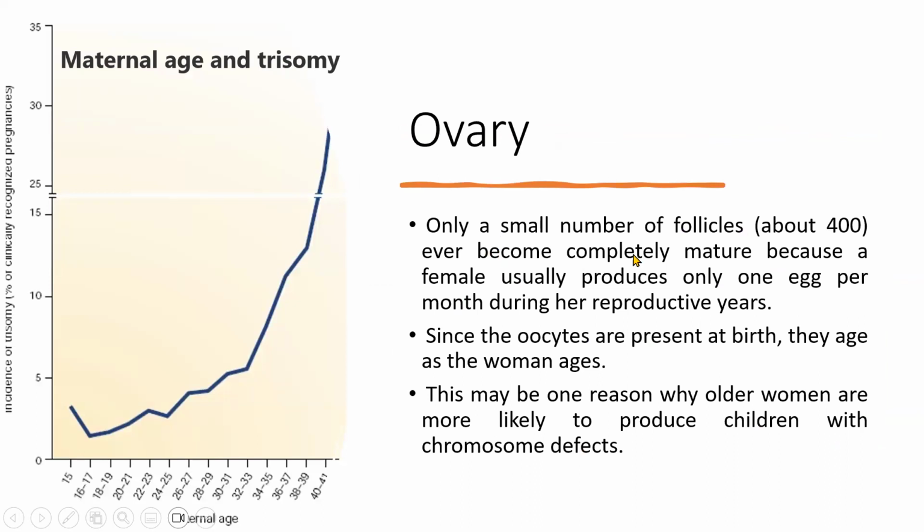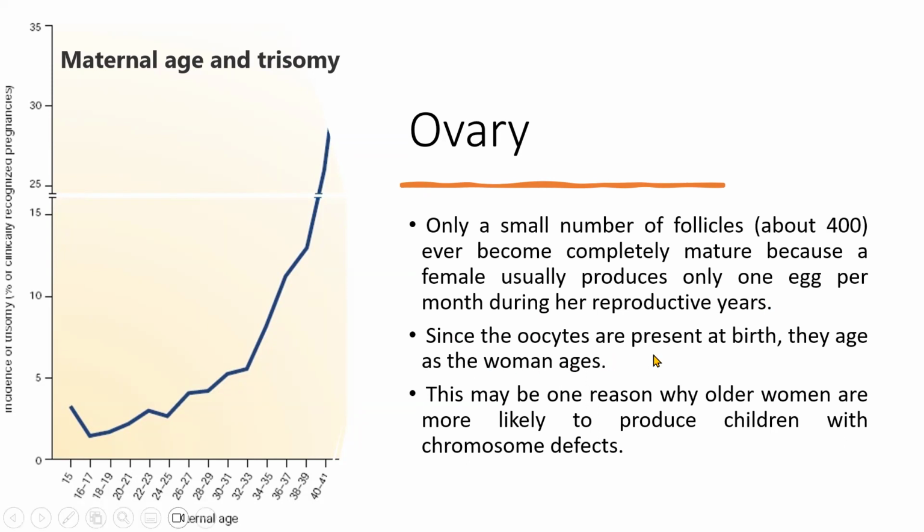So only a small number of follicles, about 400, ever become completely mature, because as we all know, it's just one egg per cycle. I know it says per month here, but the length of the cycle varies from person to person, right? Textbooks usually say 28 days, but it could be longer, could be shorter. So typically we say one egg per month, but really it's per cycle.